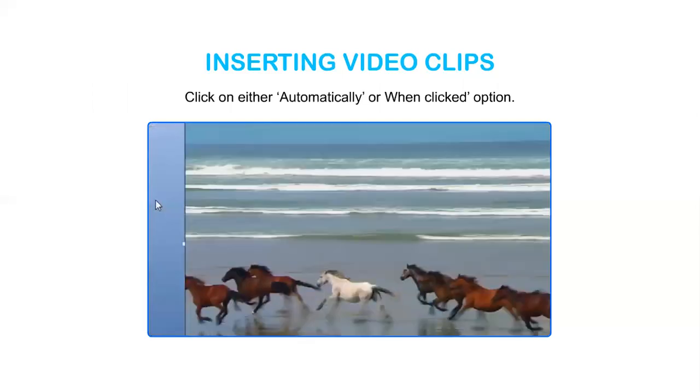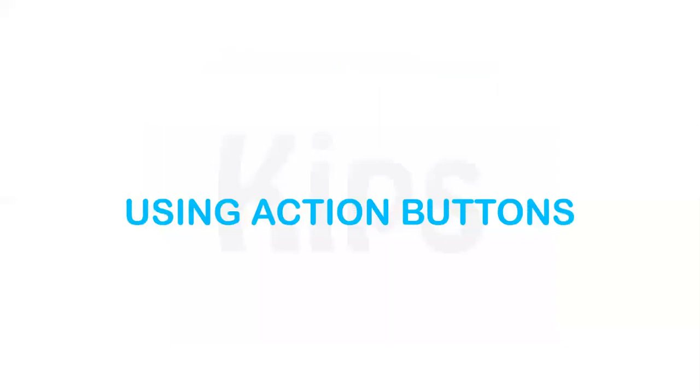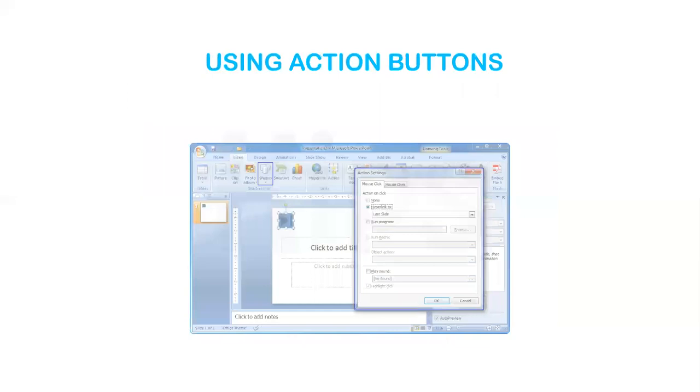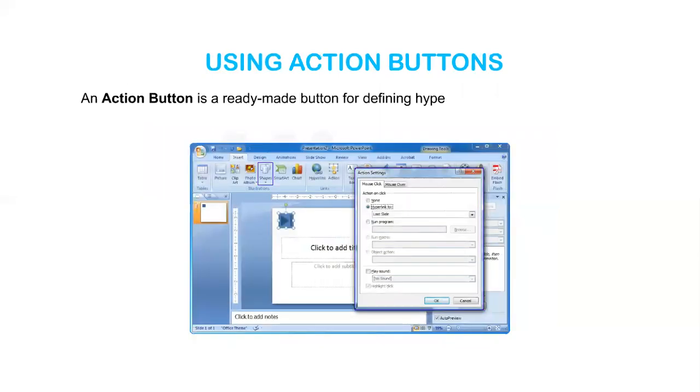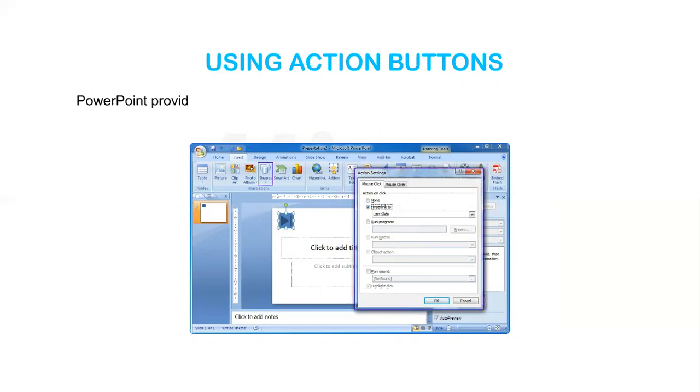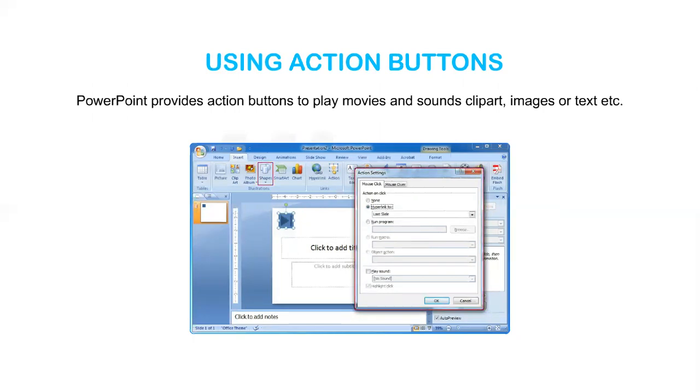Okay, students, before moving forward, let us discuss about using action buttons. An action button is a ready-made button for defining hyperlink, a connection from one slide or file to another, to run a program or to play a sound. PowerPoint provides action buttons to play movies, sounds, clip art, images or text, etc.